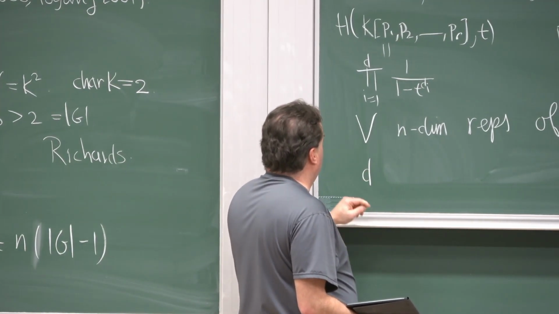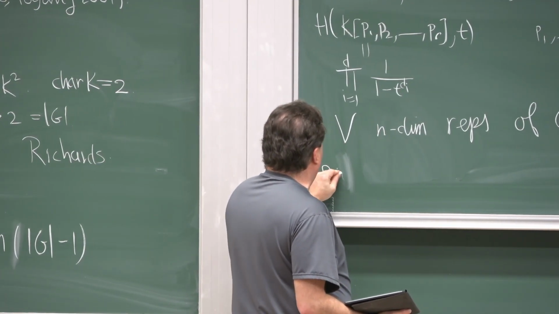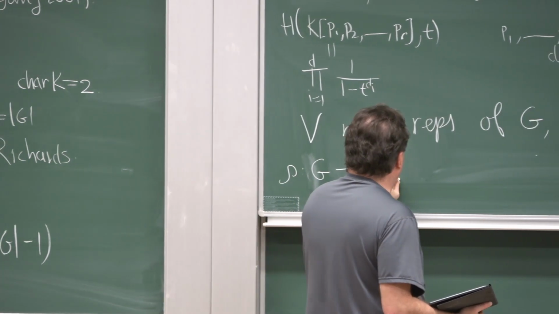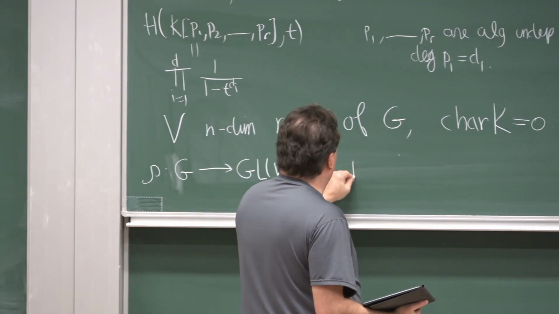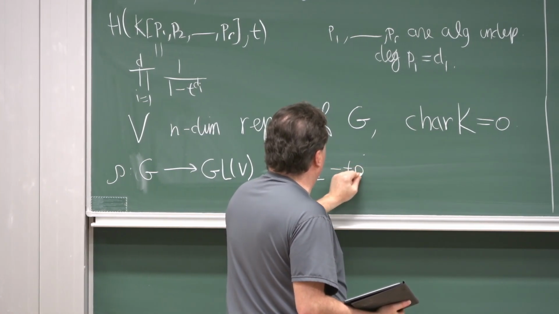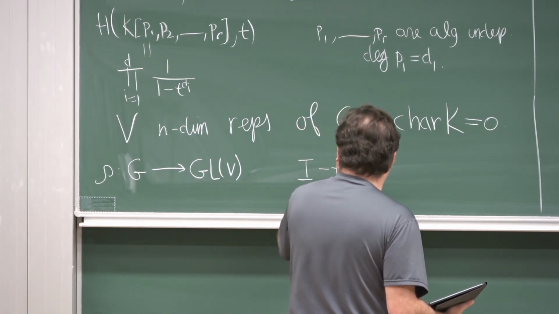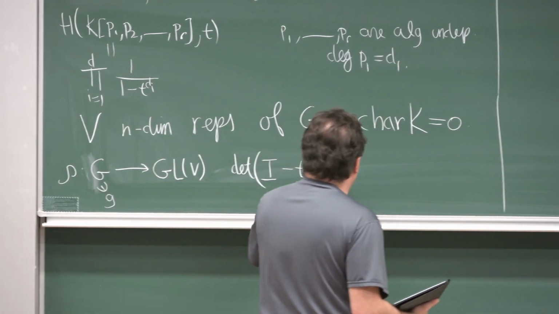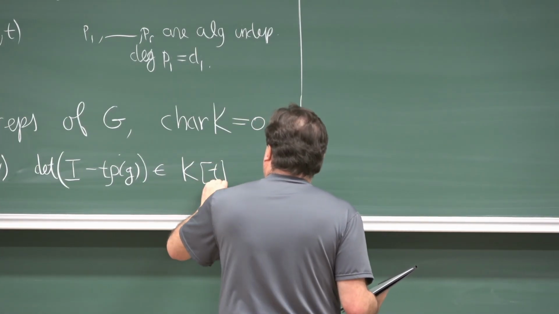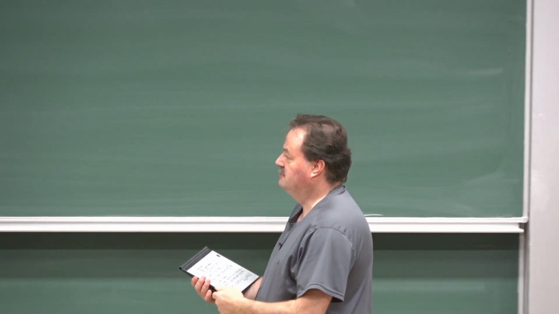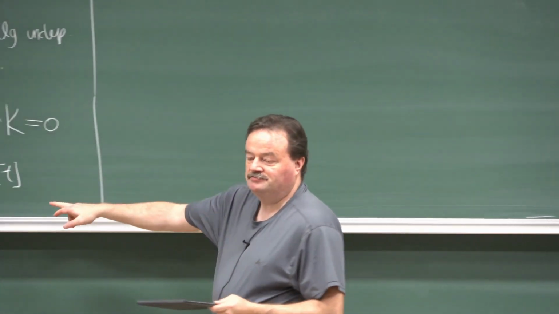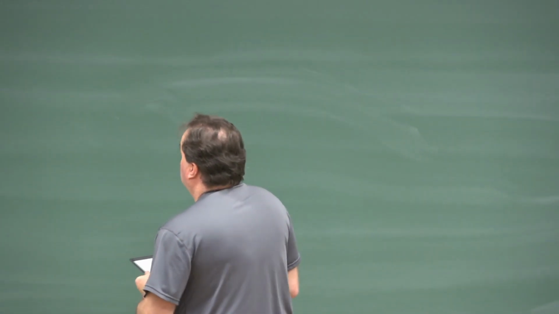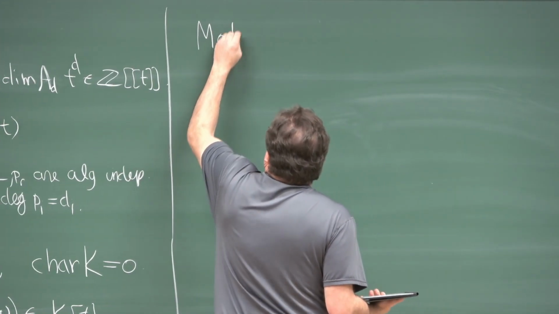So then, this representation, think of it as a homomorphism from this algebraic group G to GL(V). And so then we can look at the identity minus T times rho of g, if g is an element of the group. And we can take the determinant. So that is now a polynomial in T of degree n. So then we have the following formula. So this is Molien's formula.